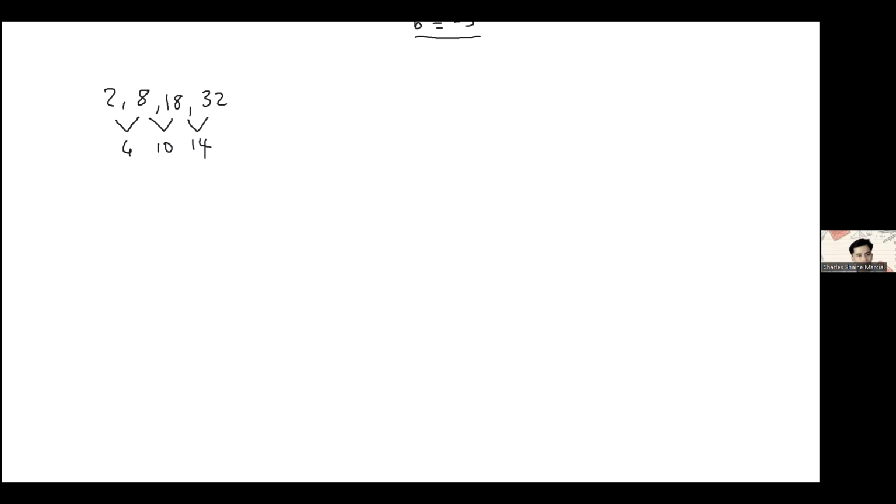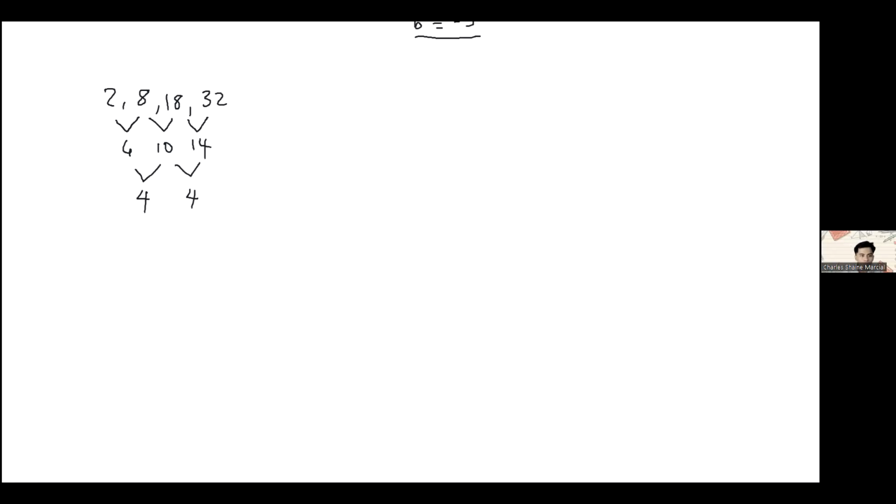Okay? Now, since nakita natin na magkakaiba yung difference niya, hanapin ulit natin yung difference nung unang difference na nakuha natin. So let's find the difference. 10 minus 6 is 4 and 14 minus 10 is equal to 4. Now, since meron na tayong constant difference, ang gagawin naman natin is gagawa tayo ng tatlong equation. Opo, tatlong equation yung gagawin natin para mahanap yung general term ng arithmetic sequence 2, 8, 18, and 32.